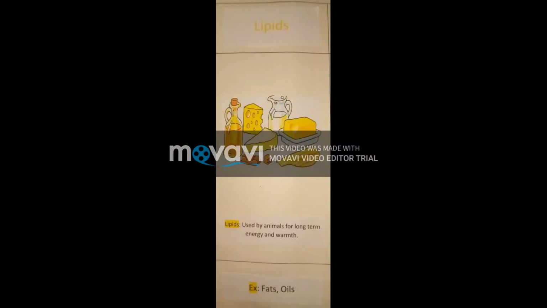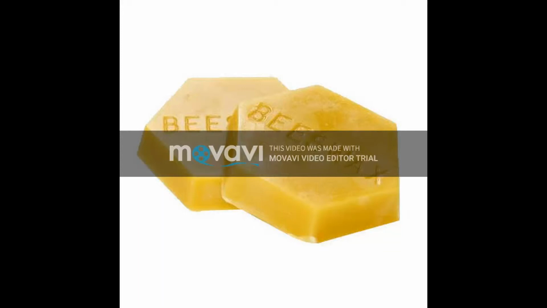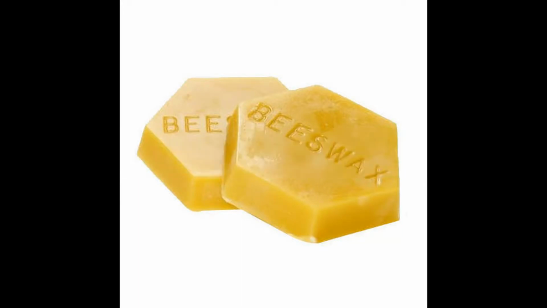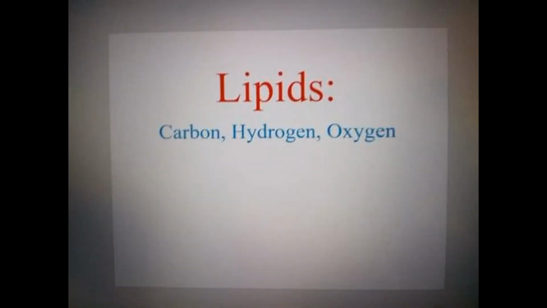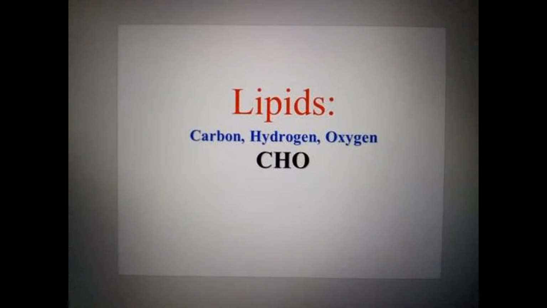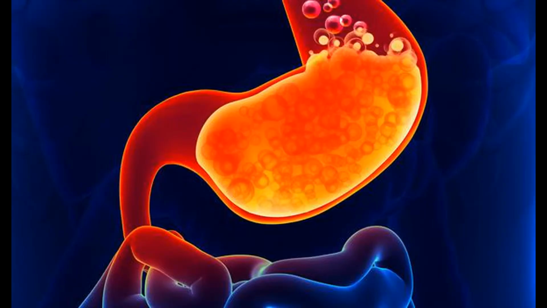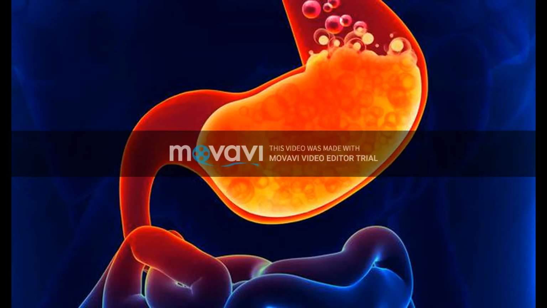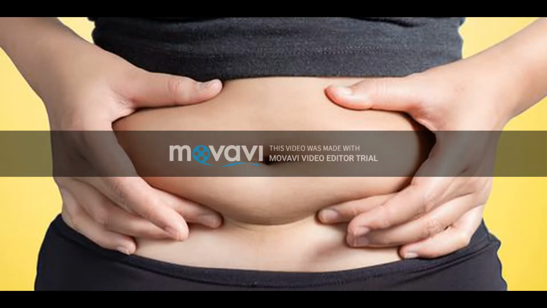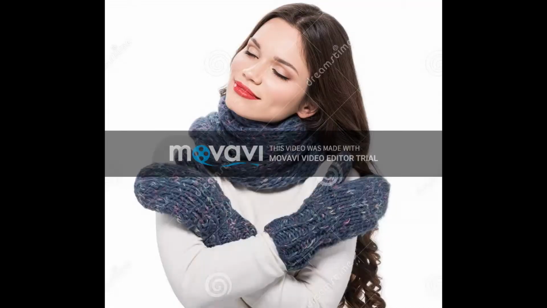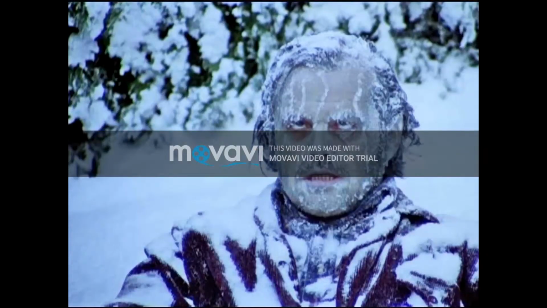This molecule includes oils, fats, and wax. Just like carbohydrates, lipids are made of carbon, hydrogen, and oxygen, or CHO. Lipids have a lot to do with how food is dealt with in the body. It makes acids in your stomach that allow you to digest food, and it stores any excess amount of food into fat. This stored fat is what protects your body from injuries and insulates your body, i.e. keeps you from freezing to death.